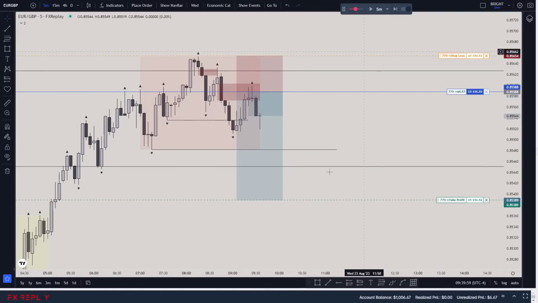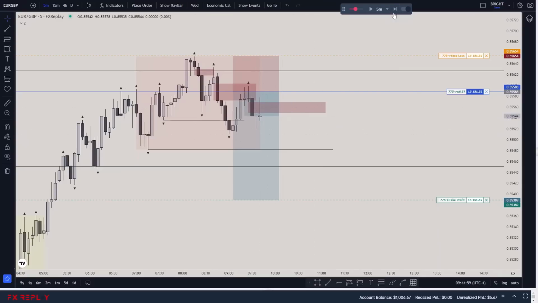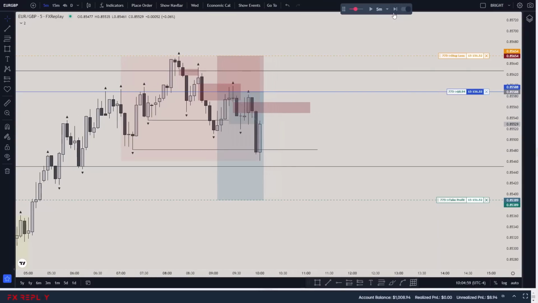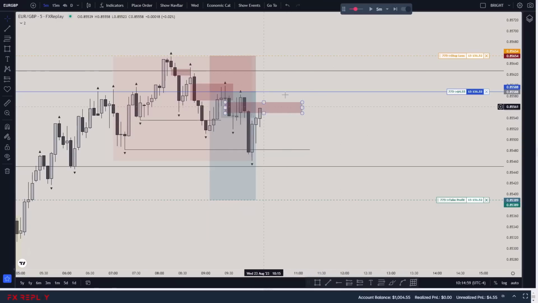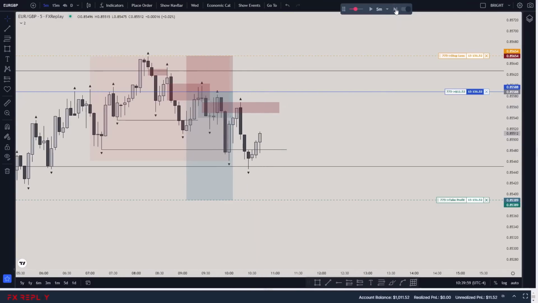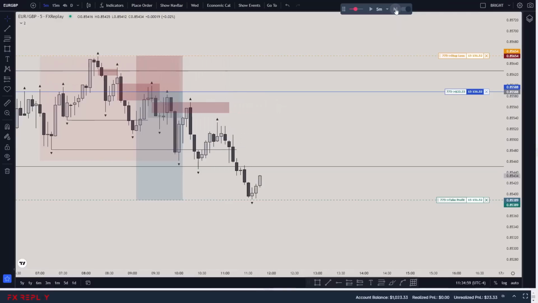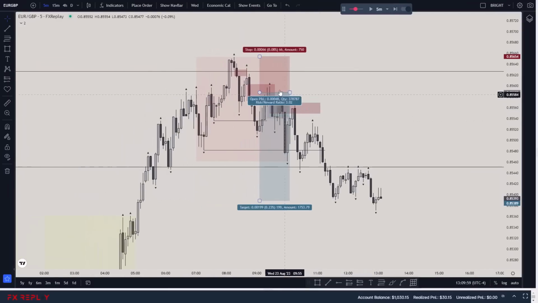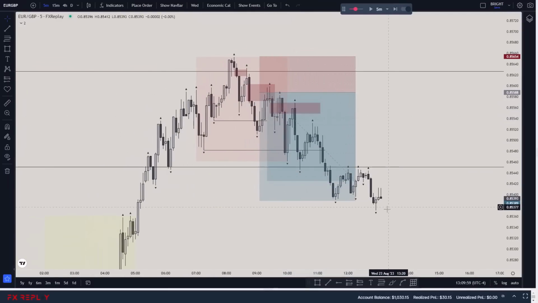Nice rejection, and we have a fair value gap right here. Respecting this fair value gap can tell us that we are in the right direction. And price not closing above, still very nice, and coming back again to the fair value gap. Very nice. So I'd be looking for price to go to, very close, there you go. So 3 to 1, that's the first trade we took.